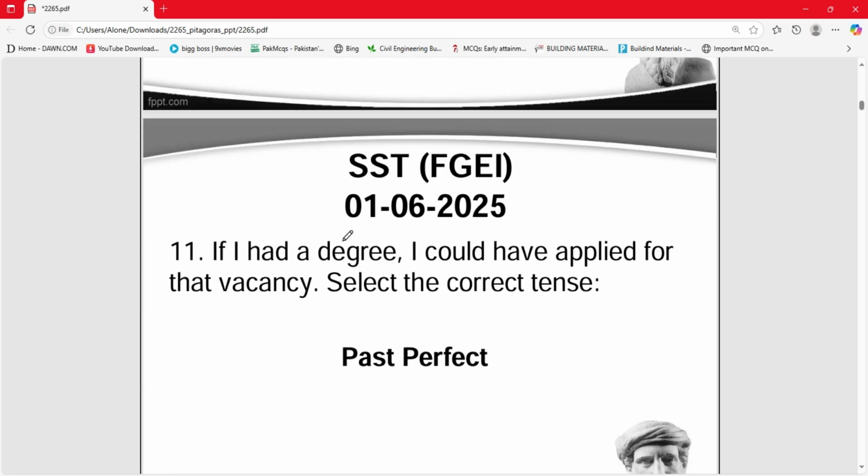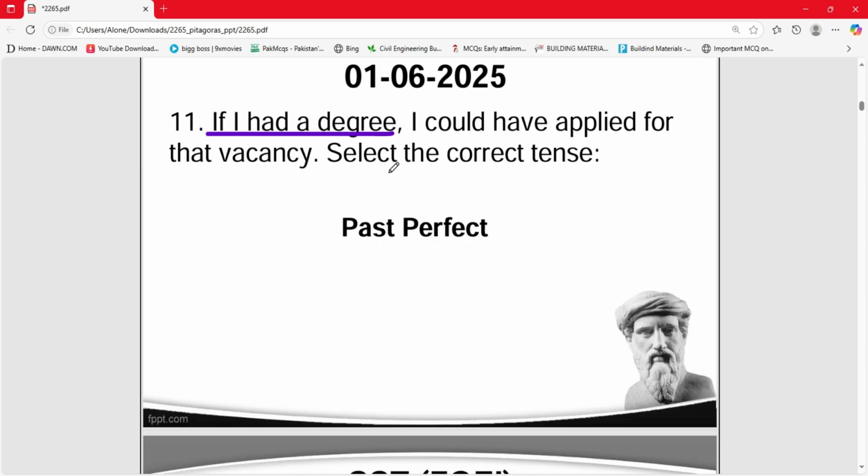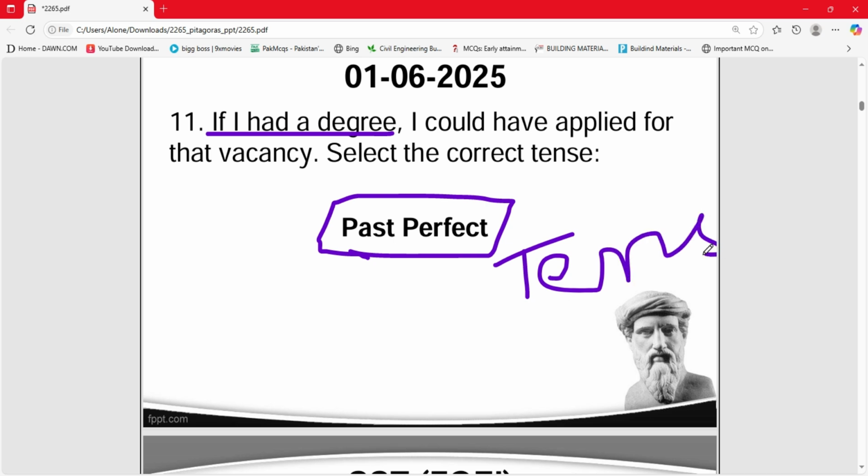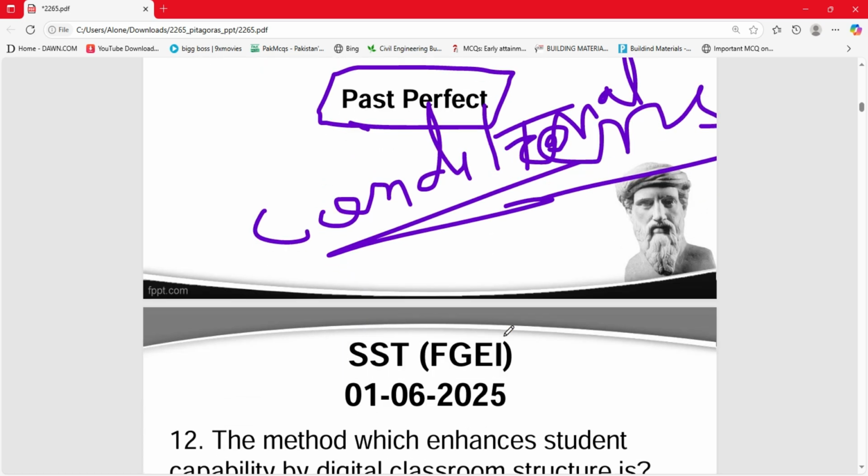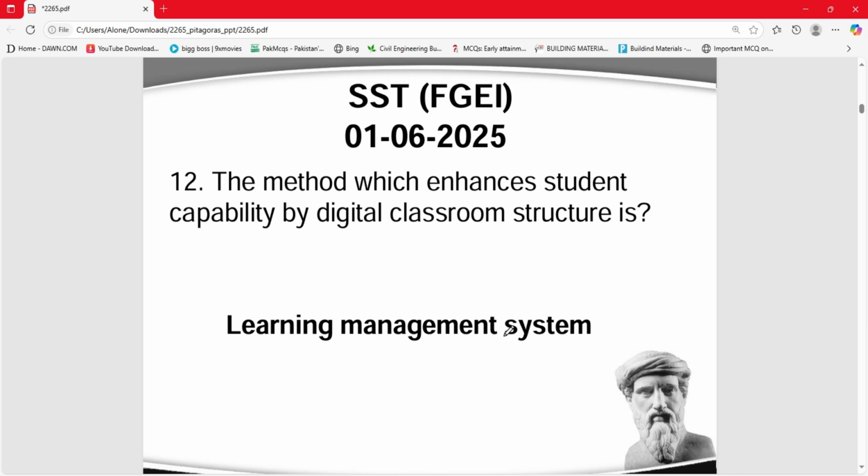Our next question: if I had a degree, conditional sentence, I would have appeared for that vacancy. Correct the sentence. Select the correct sentence. It is past perfect. So from this question we can see you must learn tenses. Questions can come from tenses, whether it is past, present, future, or conditional. I will recommend you must learn conditional sentences. So our next question is: the method which enhances student capacity by digital classroom structure is learning management system.